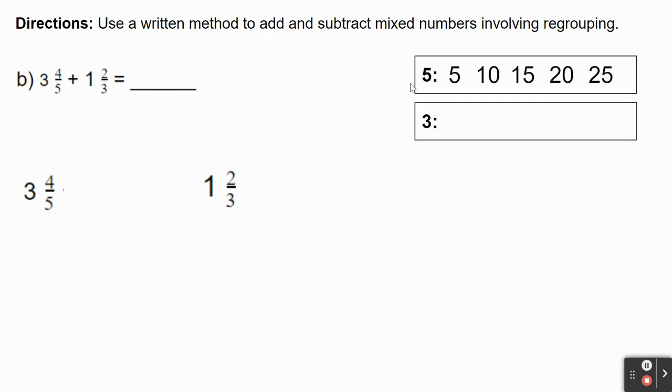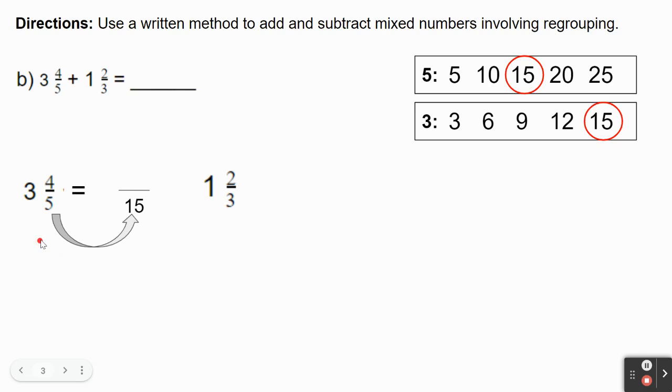We're going to do the same for 3, since 3 is the denominator of our second fraction. We have 3, 6, 9, 12, and 15. When we look at both of these lists of multiples, we can see that 15 is the first multiple that can be found in both lists. So we're going to rewrite each of these fractions so the denominator is 15. So let's ask ourselves, what do we multiply by 5 to get to 15?